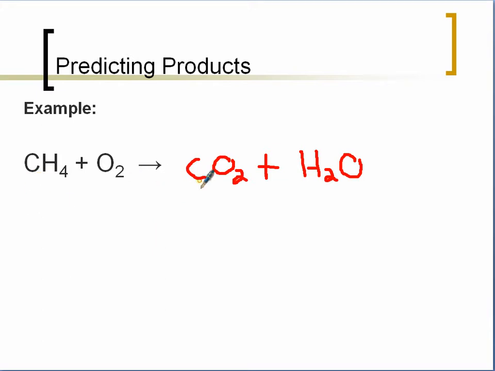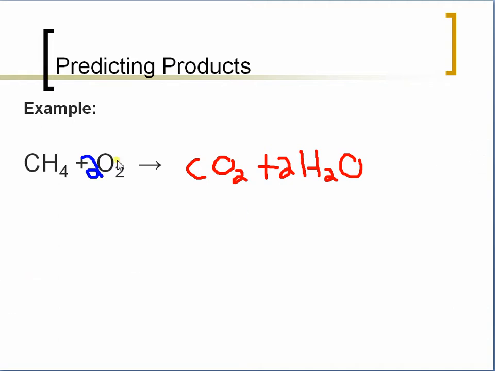I got 1 carbon there, 1 carbon, 4 hydrogens here. I'm going to have to put a 2 there to balance out my hydrogens. So now that's balanced. But now I got 2 oxygens plus the 2 oxygens, that's 4. I'm going to need to put a 2 right there to balance that out. And that is now a balanced chemical equation. So it's important to know your different types of reactions, and it makes this really easy.